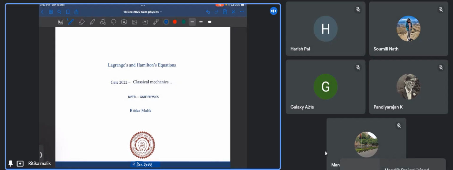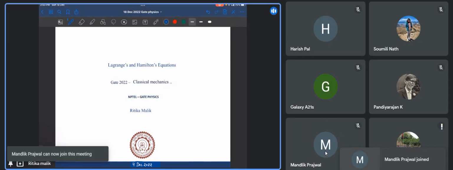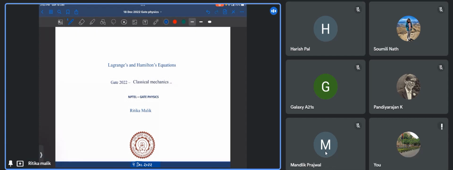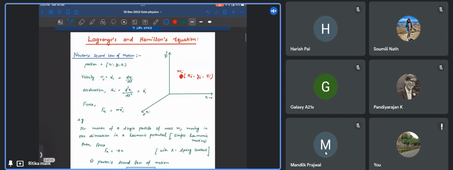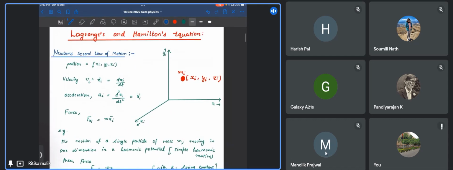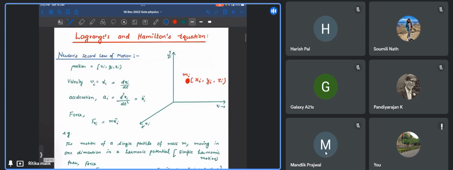So in today's talk, we will talk about the Lagrangian and Hamiltonian equations of motion, and this is a part of classical mechanics. You are all familiar with the equation of motion in Newton's mechanics. There, you can simply write Newton's equation of motion, which says that force is equal to ma. m is the mass and a is the acceleration of the particle.